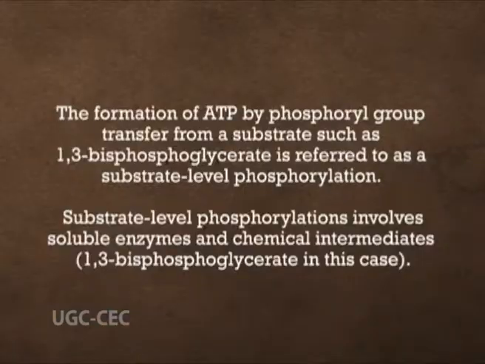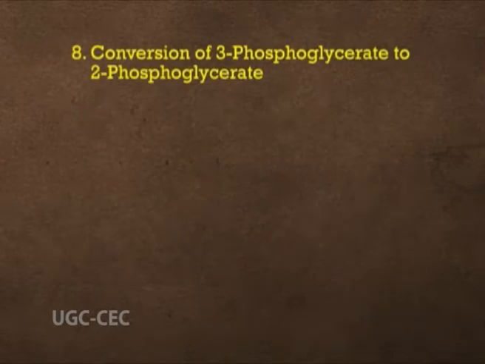Steps 6 and 7 of glycolysis together constitute an energy coupling process in which 1,3-biphosphoglycerate is the common intermediate. It is formed in the first reaction, which would be endergonic in isolation, and its acyl phosphate group is transferred to ADP in the second reaction, which is strongly exergonic. The formation of ATP by phosphoryl group transfer from a substrate such as 1,3-biphosphoglycerate is referred to as a substrate-level phosphorylation. Substrate-level phosphorylations involve soluble enzymes and chemical intermediates, 1,3-biphosphoglycerate in this case. Now let's look at step 8, which is conversion of 3-phosphoglycerate to 2-phosphoglycerate.